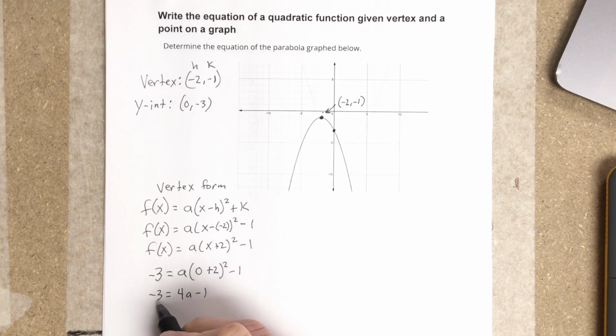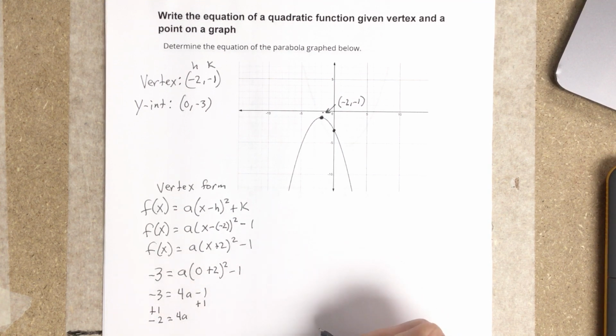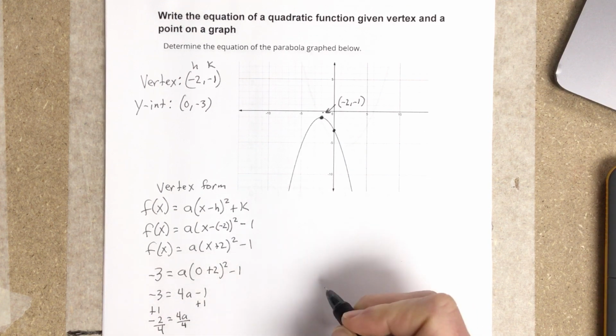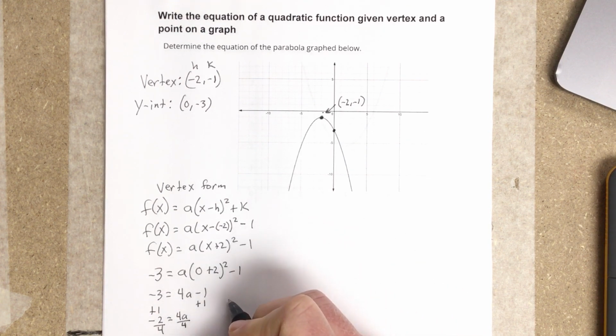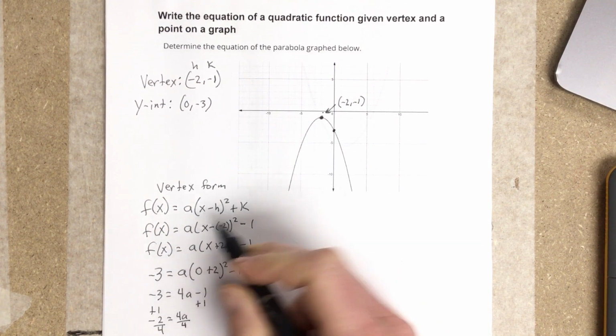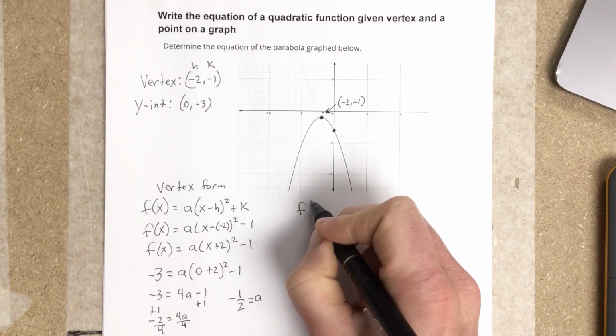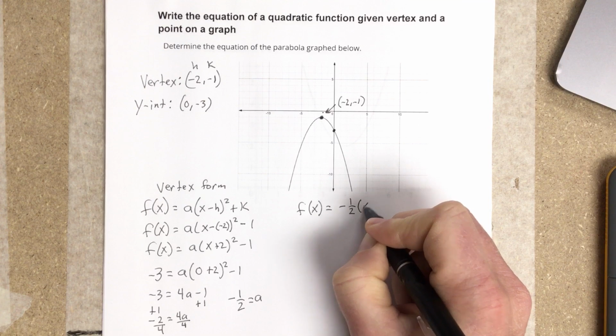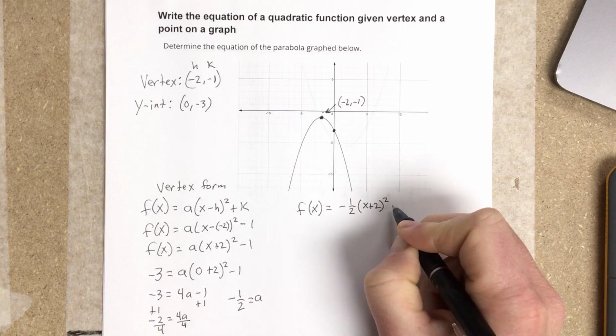We're going to add the -1 over, so add 1 to each side. And we end up with -2 is equal to 4a. And then we'll divide by 4. And we end up with -1/2 is equal to a. So then I can go back up and rewrite my equation. So f of x now is equal to -1/2 times (x plus 2) squared minus 1.